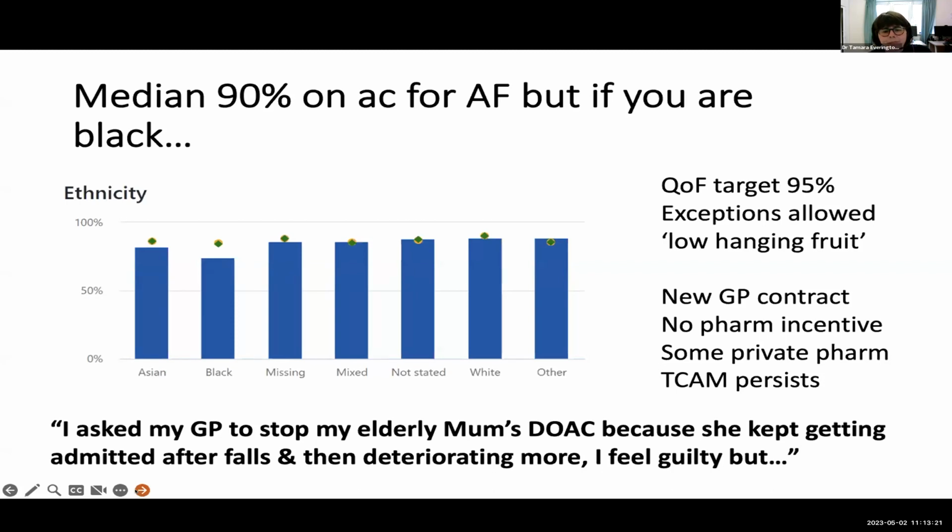The last point I want to make at the bottom of this slide is it's really difficult, isn't it? I have a colleague who's a lead pharmacist who finds it really difficult to stop anticoagulation for her elderly mother, even though her mother is bouncing in and out of hospital with delirium and anticoagulant related problems. We're all caught in this bind, aren't we? Because we're both professionally and personally caught up in it.